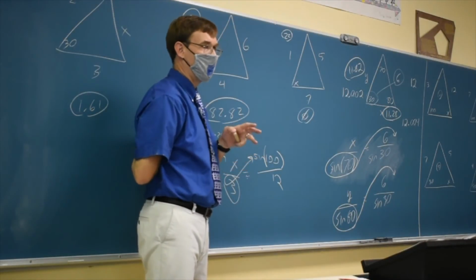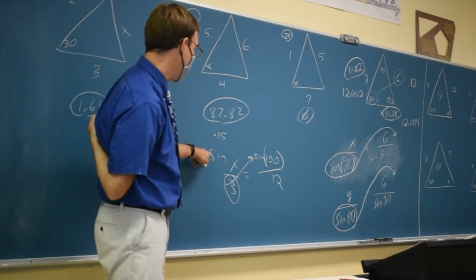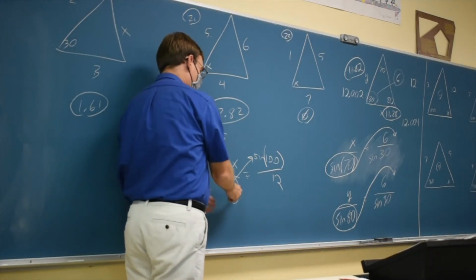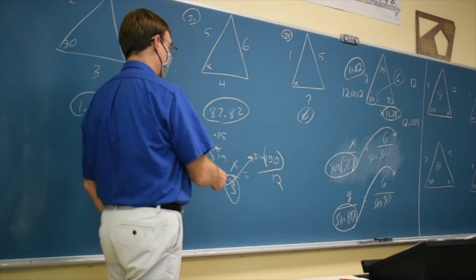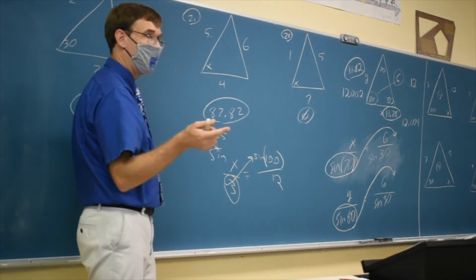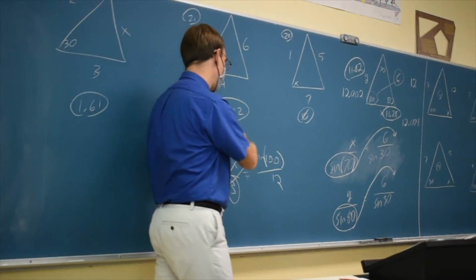No. So quiz answer: how do you find angles? Inverse. We got rid of the 3 by doing an opposite. We still have to get rid of sine by doing an opposite. So how do we do inverse sine on our machine? Second sine. So you have 0.25 shown on your screen. Go second sine.